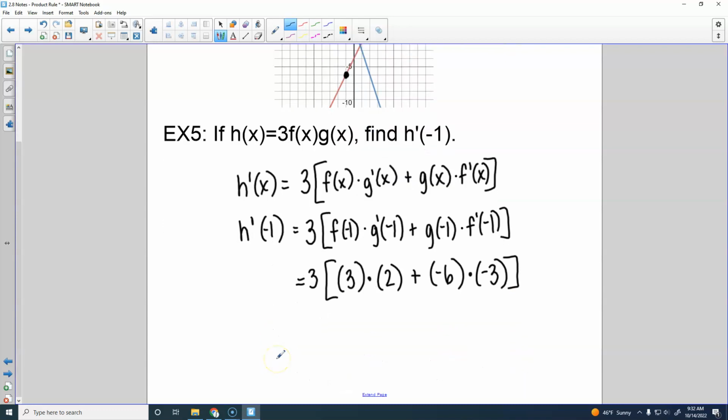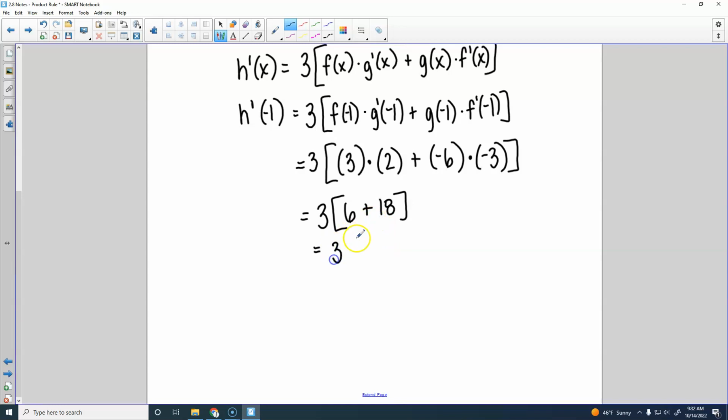Technically, on a free response question, you could stop there. This is pretty simple math. We're not going to. So 6 plus 18. So 6 plus 18 is going to give us 24. And 3 times 24 is the same as 6 times 12, so 72. No, 72 would be our answer there.